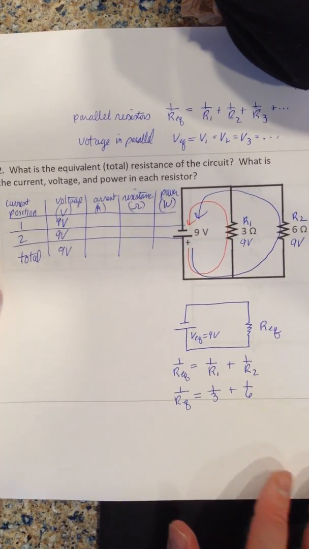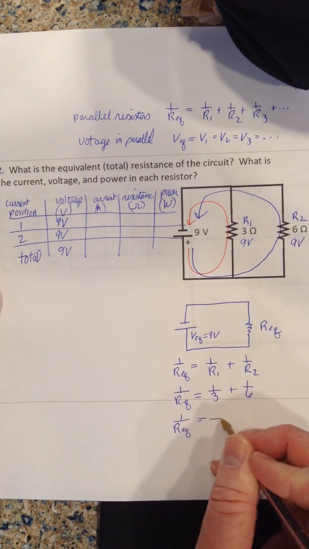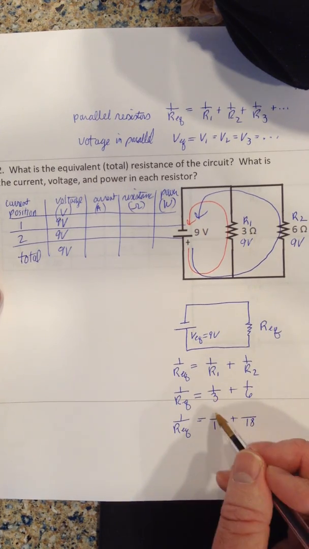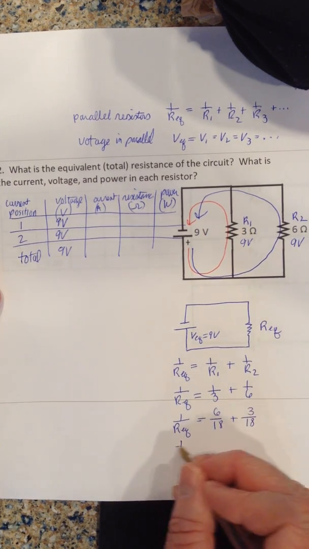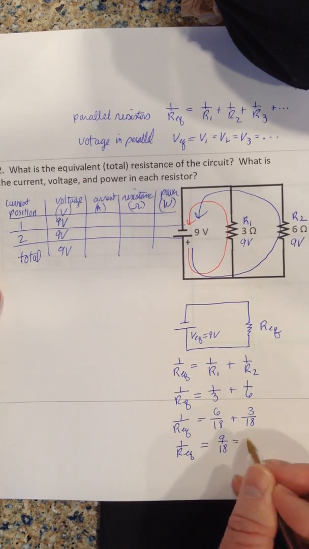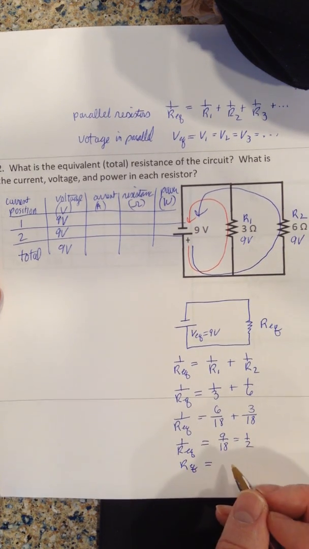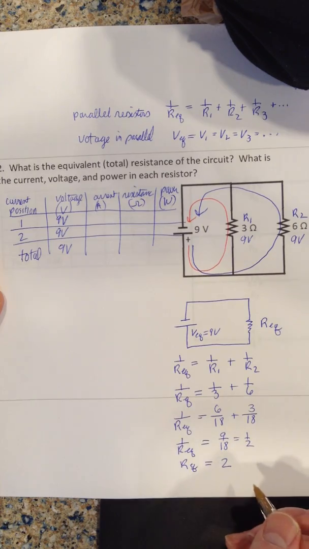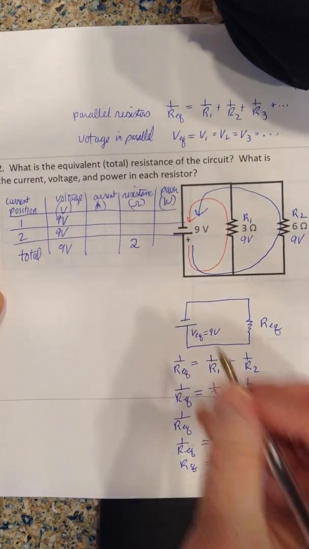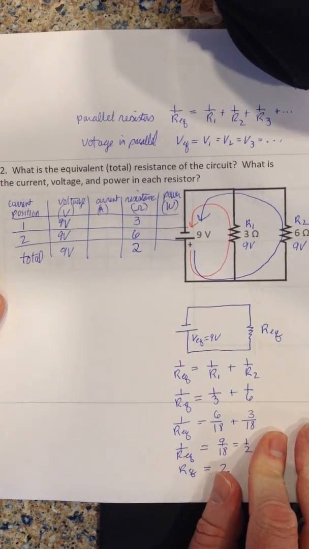Now, you feel free to use a calculator, but if I want to do it without one, get a common denominator of 18, and then that'll be 6 over 18, 3 over 18, so 1 over Req equals 9 over 18, or a half. So if I take the reciprocal of both sides, Req equals 2. So this is 2 ohms here. Oh yeah, and R1 was 3 and this was 6 from the original problem.